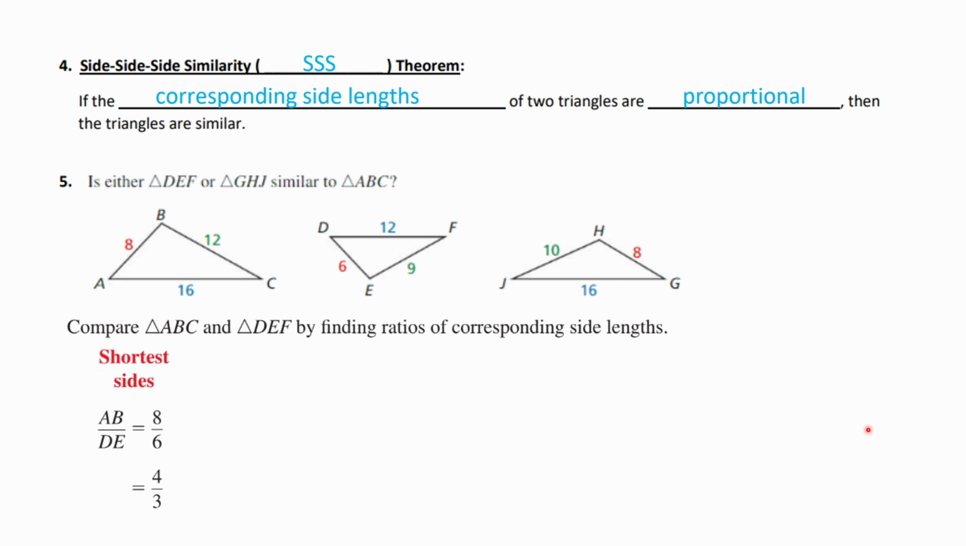We can start by looking at the shortest sides, which are AB and DE. If I put the larger value on top, I get 8/6.